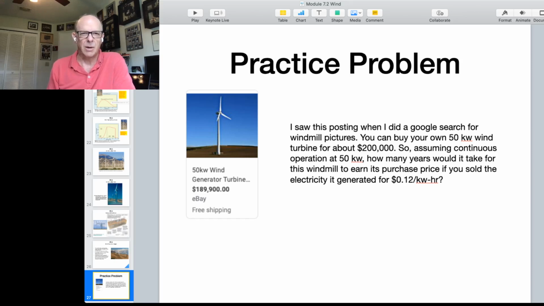And then you maybe want to compare that to how long you think the turbine will last before it breaks down or needs serious repairs. So fun problem to play around with, and you can post your solutions if you want on Piazza.